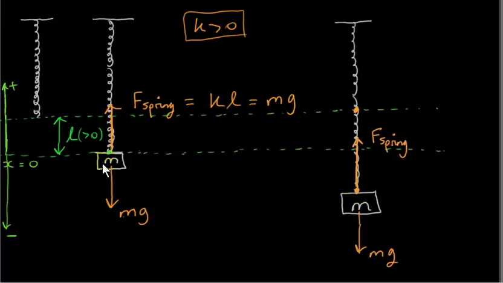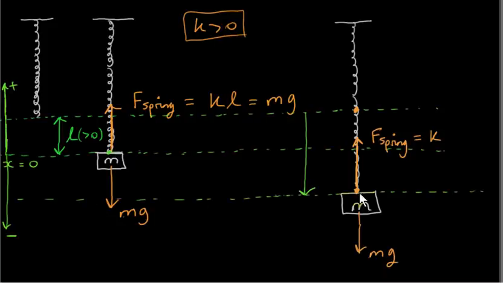Notice that when the mass is below its equilibrium position, then the magnitude of the spring force is actually greater than the weight, because the spring wants to restore itself to its original length. So the resultant force must be upwards for that to happen. So that means that F spring must be greater in magnitude than mg. What is F spring? Well, we know that the magnitude is given by the constant k times the extension of the spring. The extension of the spring is the distance from here to here.